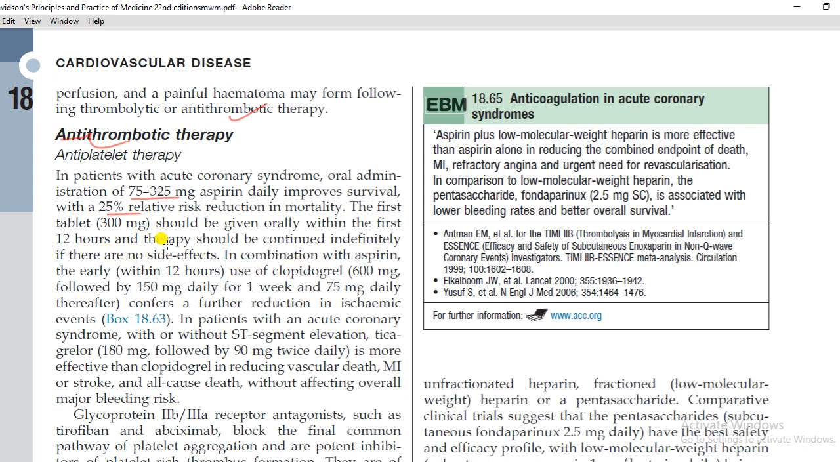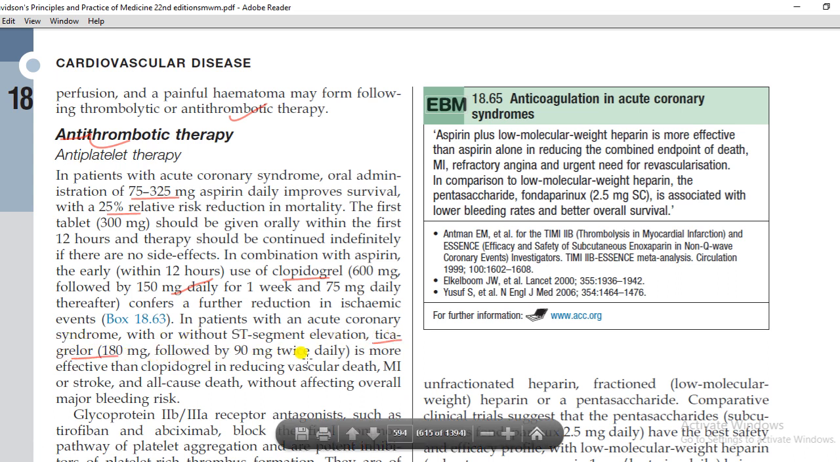In combination with aspirin, the early use, within 12 hours, of clopidogrel. That is clopidogrel how much? 600 mg, followed by 150 mg daily for 1 week, and 75 mg thereafter. First, clopidogrel should be given 600 mg as the first dose. Then 150 mg should be given for 1 week, and then 75 mg should be given on the following days. It confers a further reduction in ischemic events in patients with acute coronary syndrome with or without ST segment elevation.